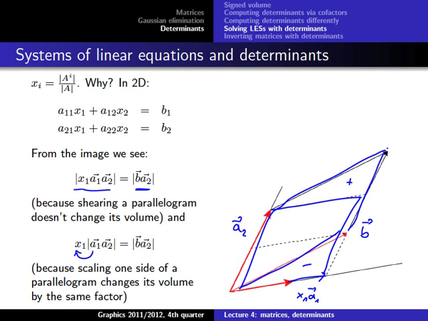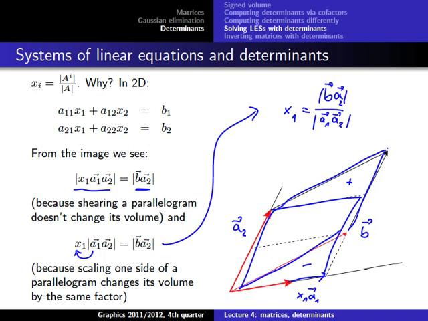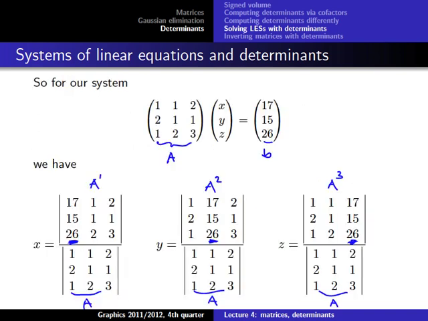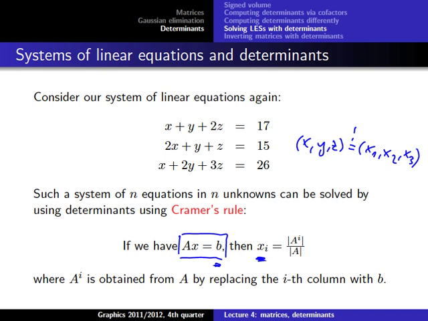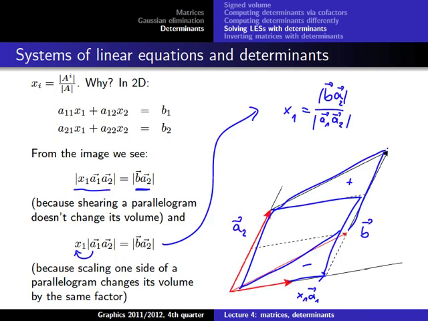Now if you look at that, of course we can also write x1 as the determinant with b replacing the first column, divided by this determinant. And that is exactly what we have with Cramer's rule, only for the first coordinate, but the second one works in a similar way. We just have to take different vectors from the image. So you see here, this is a pretty good way to see how this works in 2D.